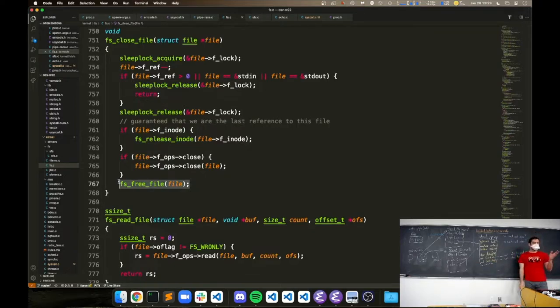So the only thing you're responsible for freeing would be the pipe struct that you allocated, whether you called kmalloc or kmem cache alloc. You use one of those to allocate this pipe struct when the pipe was created. So once you know that both ends are closed, that's when you would free it up.